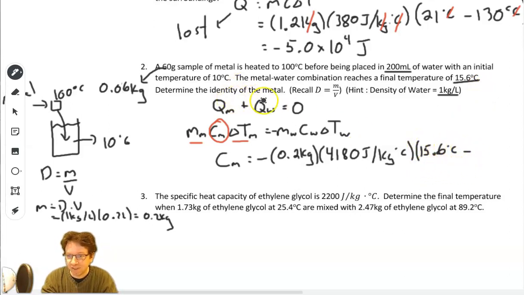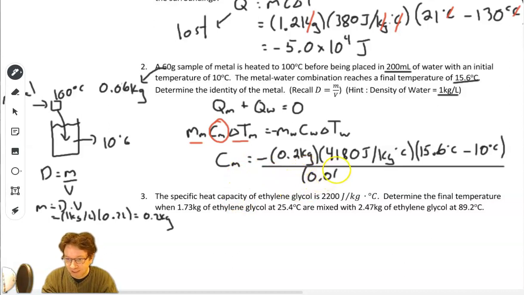Subtract its initial temperature, which was 10 degrees. And then we need to divide that by these two terms here, because we divide both sides to isolate for C. So the mass of the metal, which we found out to be 0.06 kilograms, times its temperature change. So again, final minus initial. The final is the same because they reach equilibrium, 15.6. But its initial was at 100 degrees.